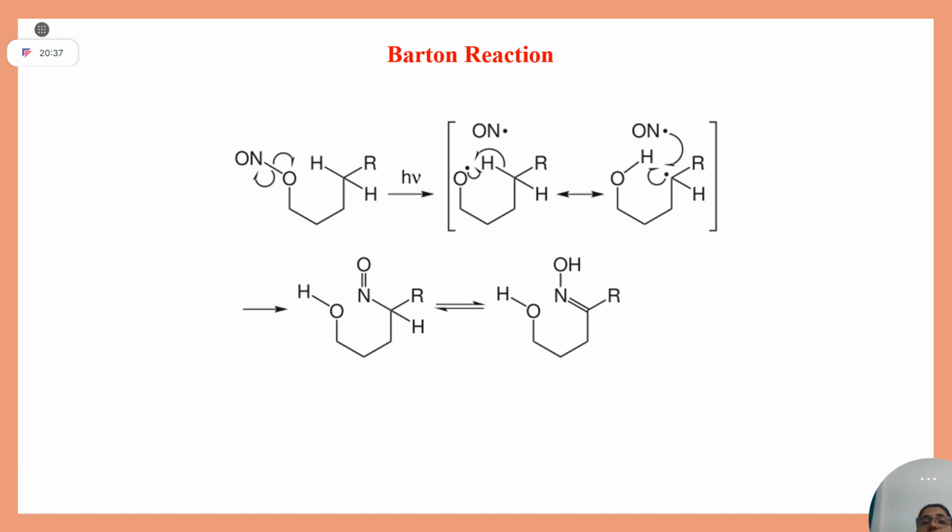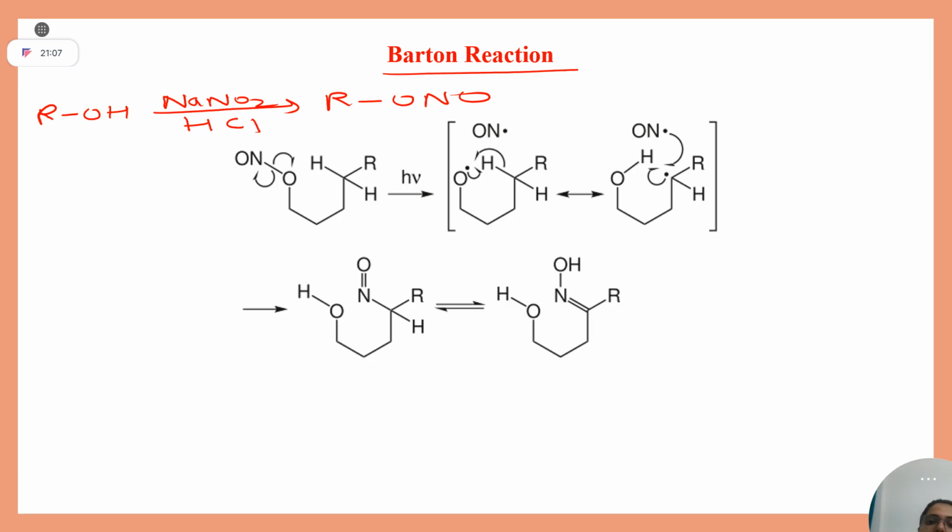Okay. Next photochemical reaction is the Barton reaction. How will you identify that the Barton reaction is there? Starting material is not there, okay, no issue. If you are given ROH and on the arrow it is written NaNO2 in presence of HCl, what will you get? RONO. How will you get this? You figure it out by yourself and then we will discuss at the end of the class.